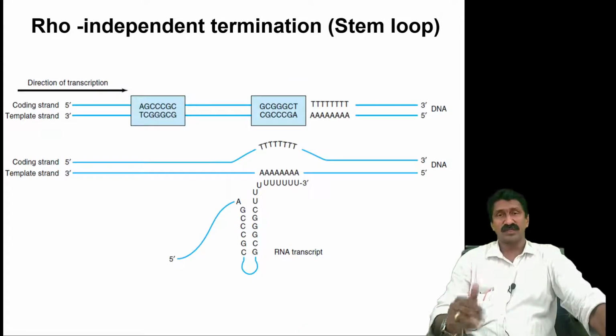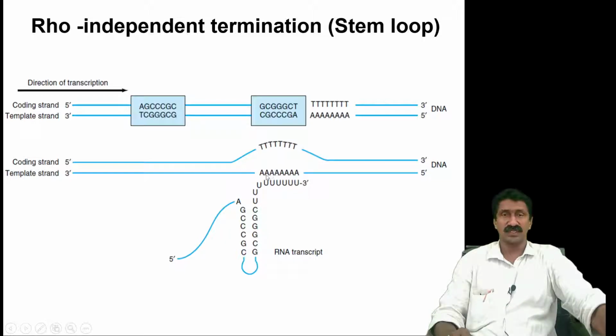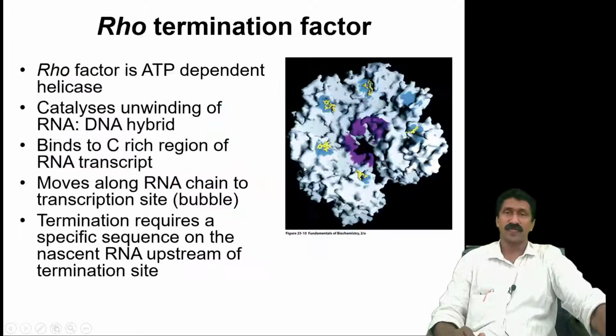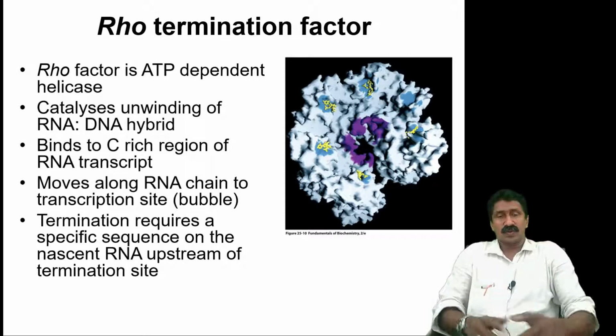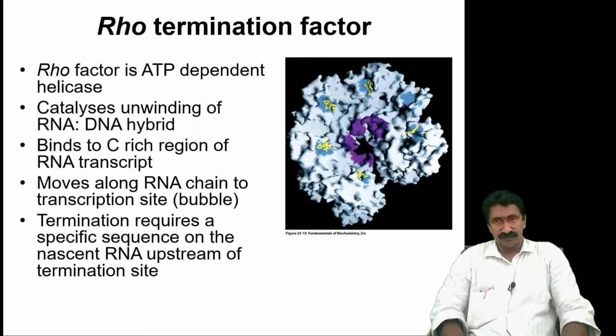So this is the Rho independent termination. This is another representation of the same thing. This is a stem loop, and this is the multiple U residues which is holding to the DNA-RNA hybrid. And this bond will not be sufficient for holding this RNA transcript to this bubble, so it falls off. Okay. So the second category is Rho dependent termination.